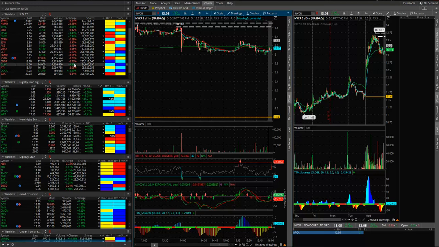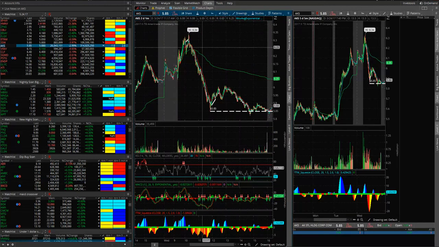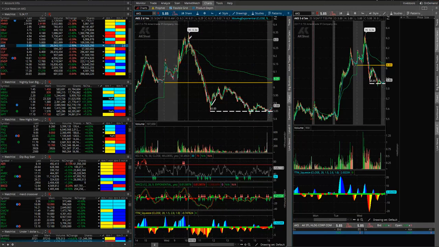And shorting to me is the way to go. The big short that I missed was AKS, which was a tremendous opportunity to short and make a killing. But at least I made some money dip buying it. So I had two dip buys and one short at the end. Generally, I would like to short something with a lot more volume, but it was okay. It was a good trade. I made a little bit of money on it.